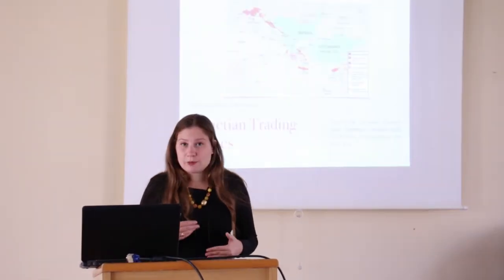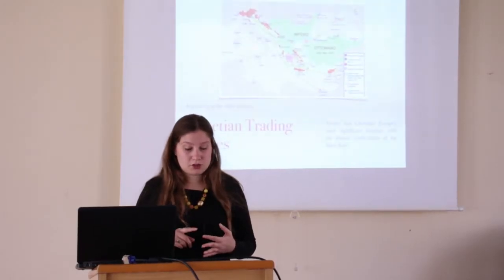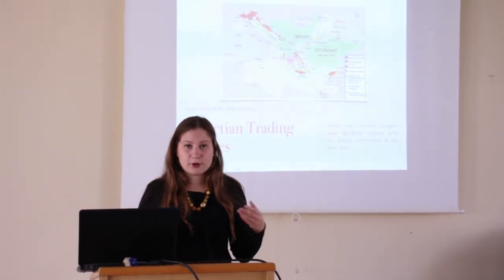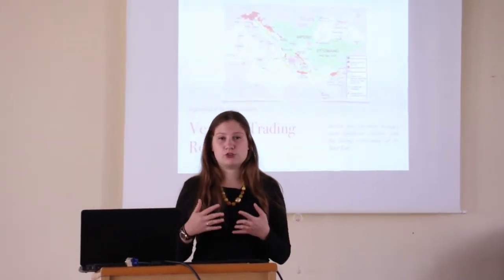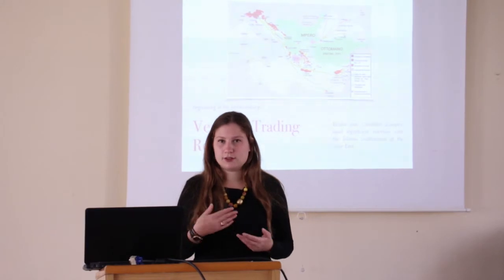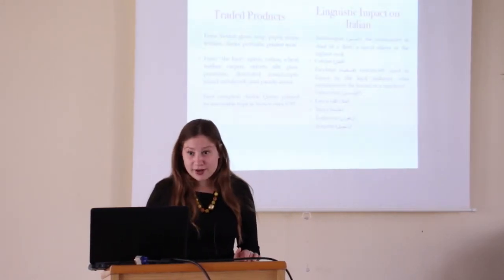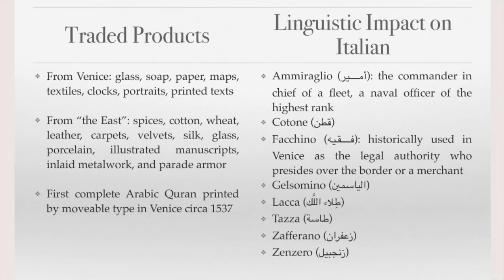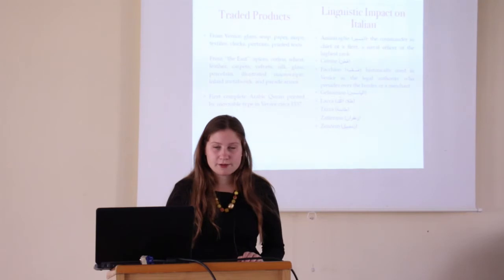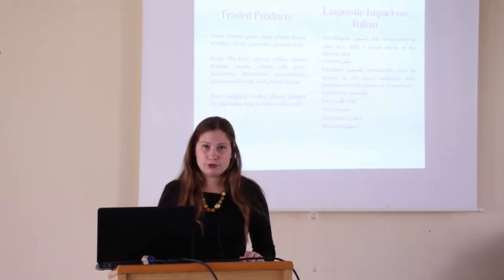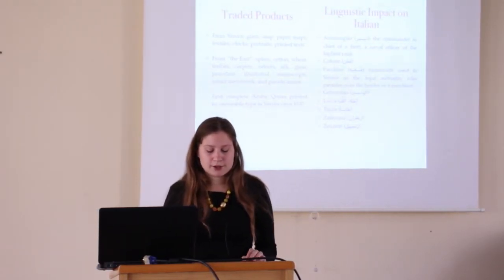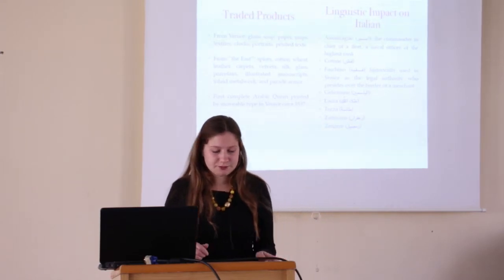This means that the same ships that carried spices, cotton, wheat, industrial supplies to the ports of Venice also brought with them luxurious carpets, velvets, silks, glass, illustrated manuscripts, inlaid metalwork, and even parade armor. Not surprisingly, these and other portable works of Islamic art, which were often superior in quality to what was available in Europe, made an impact upon artistic taste and production in Venice.